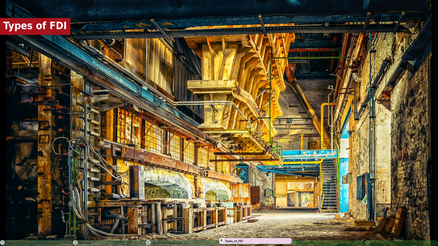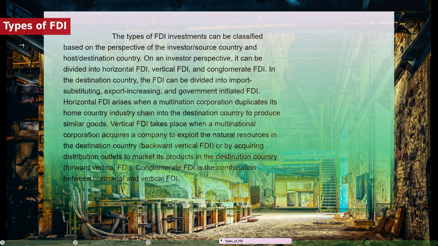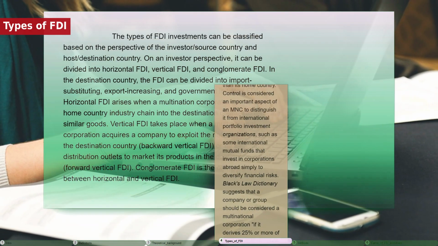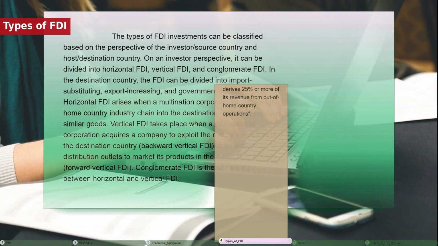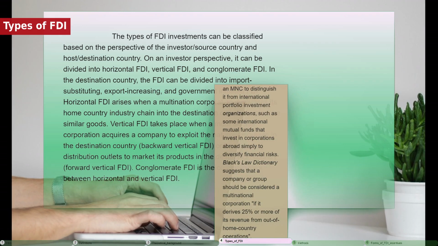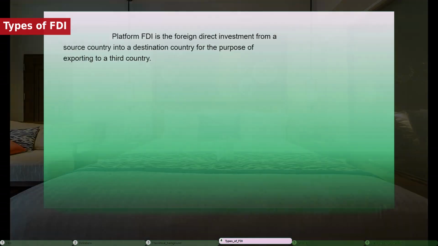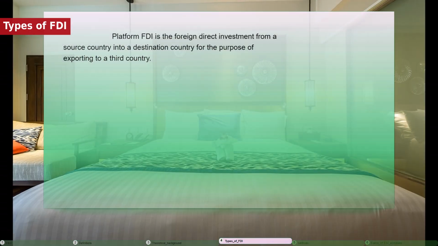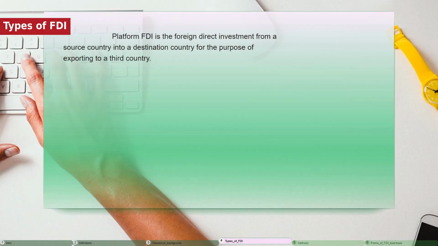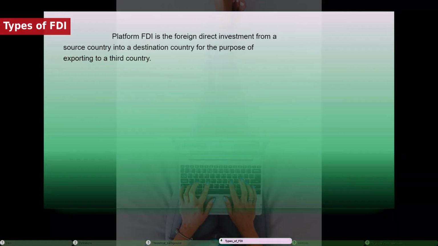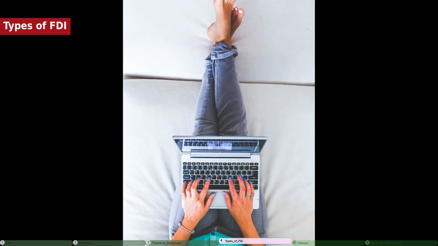FDI can be classified in various ways. Like what? Are there different types of FDI? Yes, for instance, we have horizontal FDI, where companies replicate their home operations abroad to produce similar goods. And vertical FDI? Right. Vertical FDI occurs when a multinational taps into the local resources of a host country or acquires sales channels to market there. What's conglomerate FDI then? That's a mix of both horizontal and vertical strategies, providing firms with a more tailored approach to international operations. And I heard about platform FDI too? Exactly. It's aimed at exporting to third countries, leveraging the host nation's advantages.